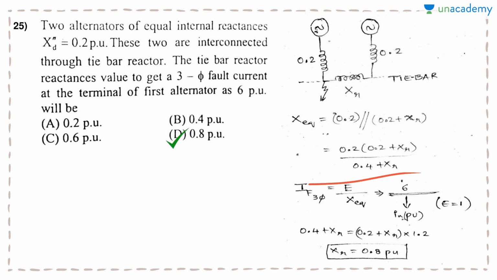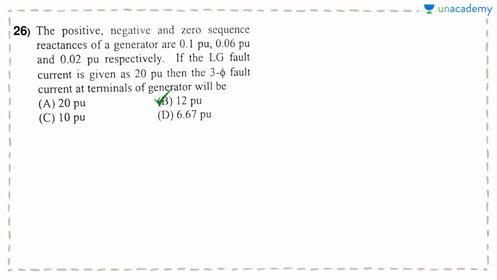So this is the equivalent reactance value, and if we substitute this in this equation, we get the tie bar reactance value as 0.8 per unit, that is option D. Now let's see another question.